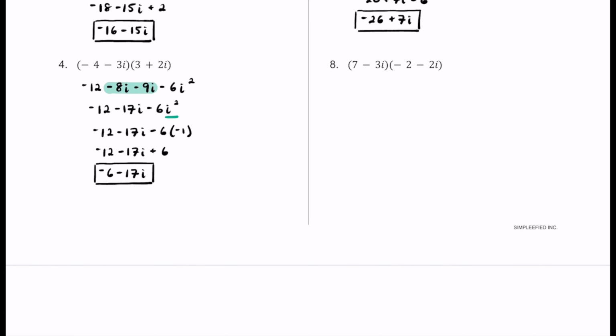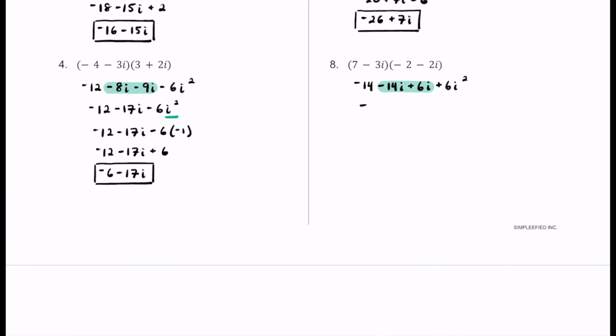Finally, for number 8, we have the quantity of 7 minus 3i times the quantity of negative 2 minus 2i. So let's take the 7 multiplied by negative 2. That's going to be negative 14. Start there. Then 7 multiplied by negative 2i, that's going to be negative 14i. So minus 14i. Then negative 3i times negative 2, that's going to be positive 6i. So plus 6i. And then this negative 3i times negative 2i, that's going to be positive 6i squared. So plus 6i squared. Now these middle two terms can be combined.